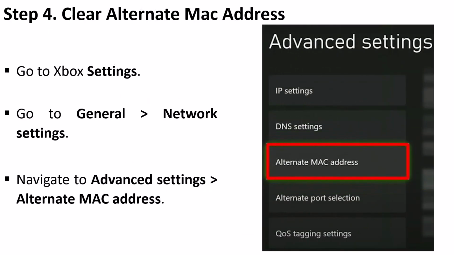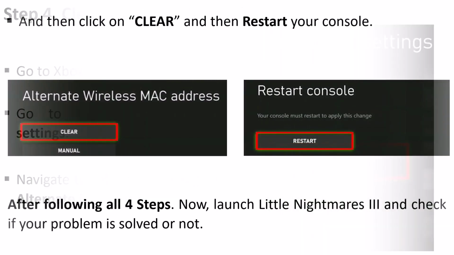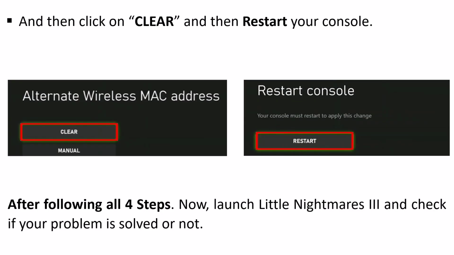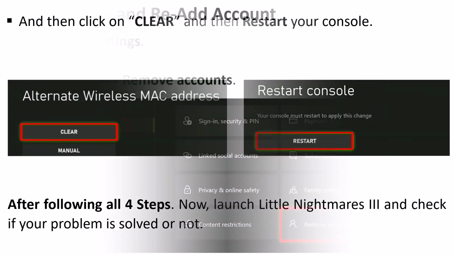Step 4 is to clear the alternate MAC address. Go to Xbox settings, go to General, Network Settings, navigate to Advanced Settings, Alternate MAC Address and then click on Clear and then restart your console. After following all 4 steps, now launch Little Nightmares 3 and check if your problem is solved or not.